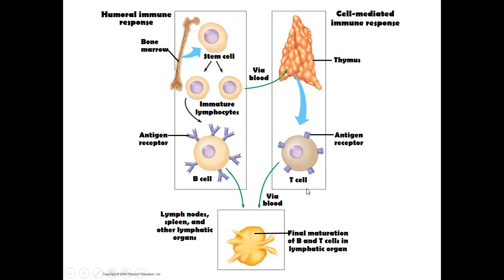Both, this is the cell-mediated response carried out by the T cell, and this is the humoral response carried out by the B cell. Both of them go via blood to the infected part, in the lymph node, the spleen, and other lymphatic organs. Final maturation of B and T cells occurs in lymphatic organs.